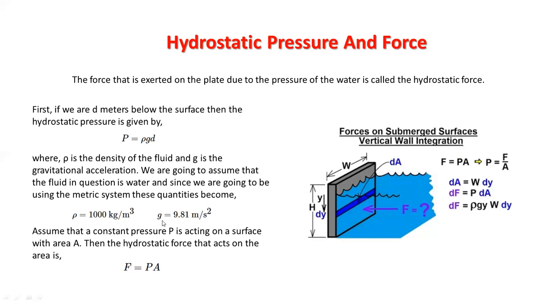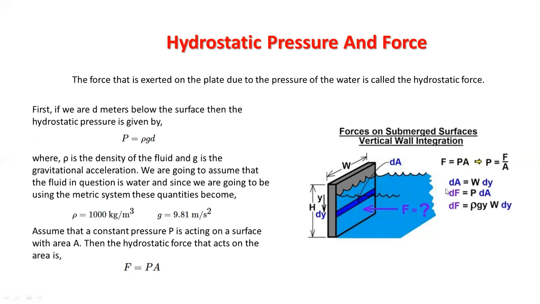And the gravitational constant or acceleration is 9.81 meters per second squared. Now we are to assume that a constant pressure is acting on a surface with area A. Then the hydrostatic force that acts on the area is said to be given by this formula. That is why you have here F is equal to PA.